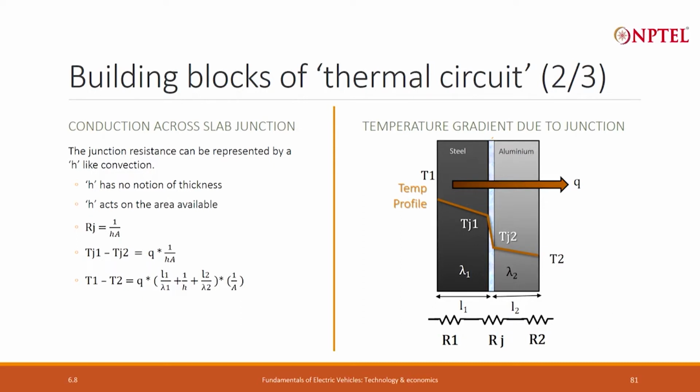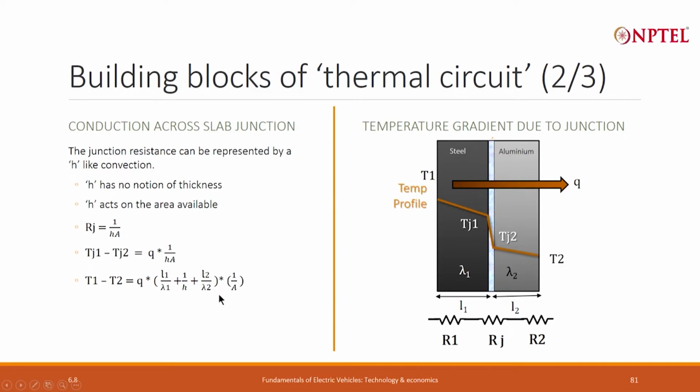Knowing this, I can describe the temperature drop from the left to the right as T1 minus T2, which is equal to Q into the sum of 3 resistances that are in series, R1, Rj and R2. And R1 is a conduction, so I will have L1 by lambda 1, the A is common to all of them, so I have taken the 1 by A out. So, the resistance of the first term will be proportional to L1 by A1, the junction resistance is 1 by h, and the slab on the right, which is the aluminum, has L2 by A2.